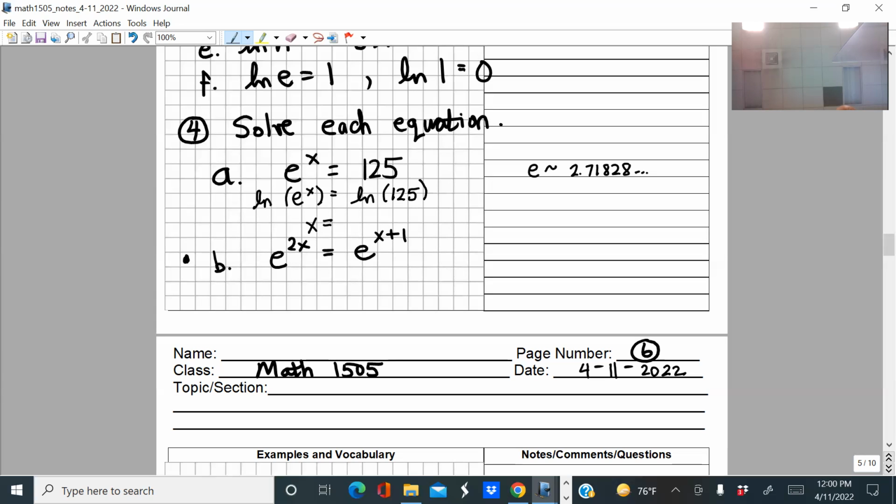You don't really have to use the parentheses with the natural log. It's kind of like sine and cosine. You don't always have to use the parentheses with this function, but you can, all right? And sometimes it's necessary if you have an expression that's very complicated. 125 is not complicated, so I really don't need the parentheses around the 125.